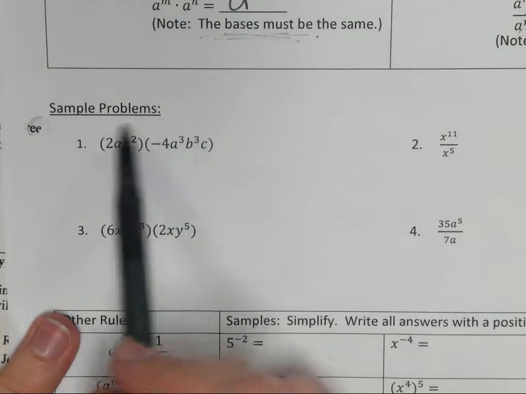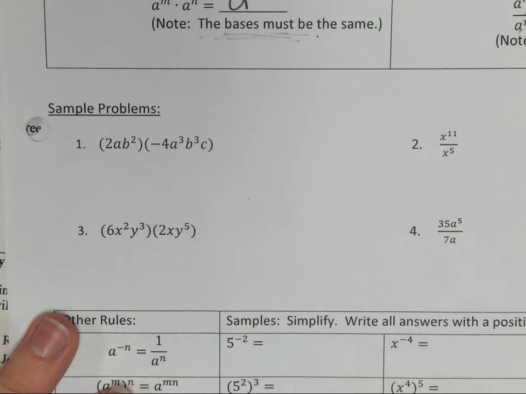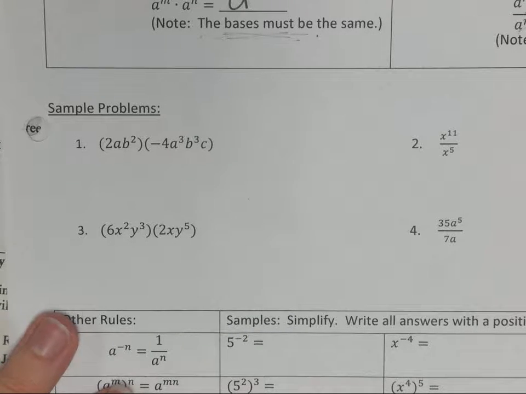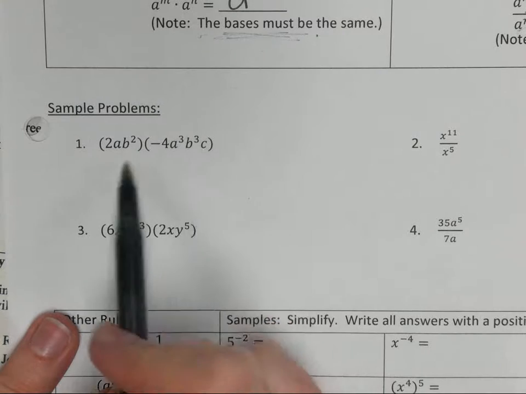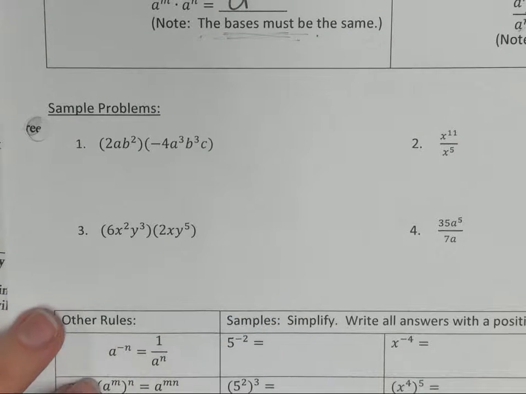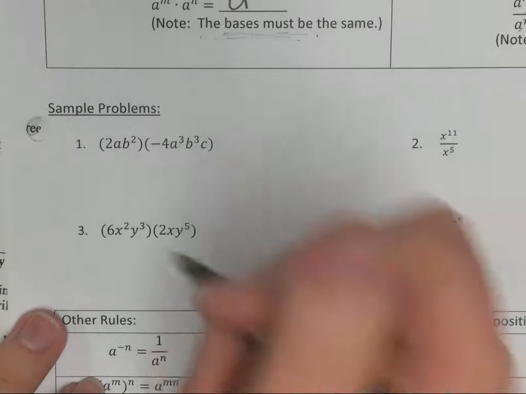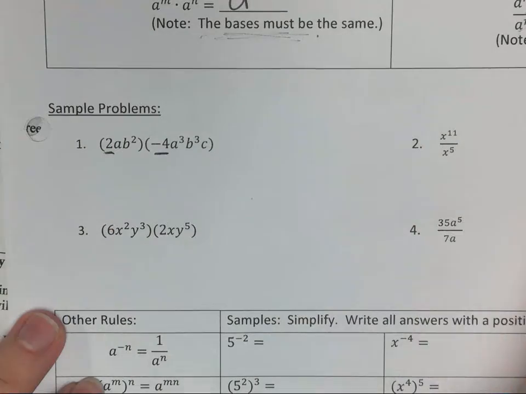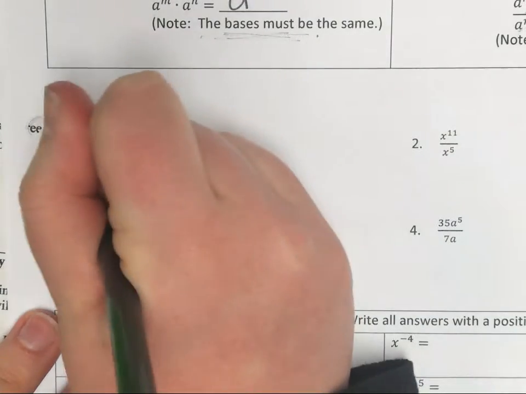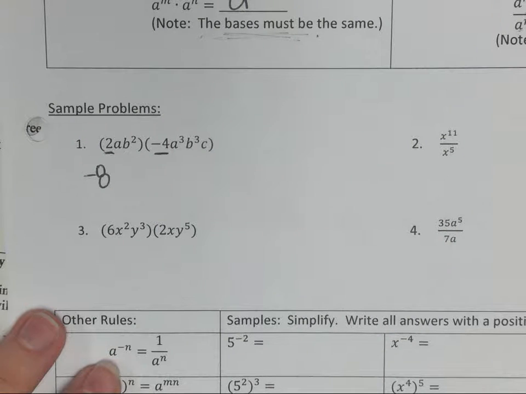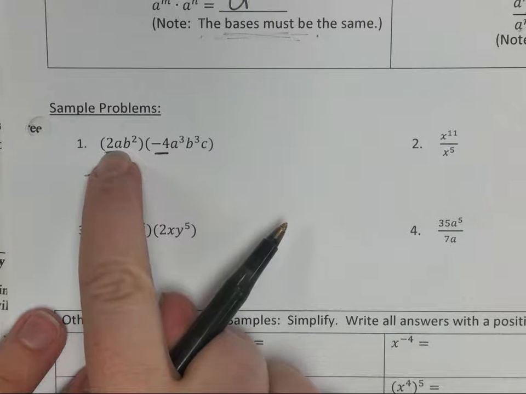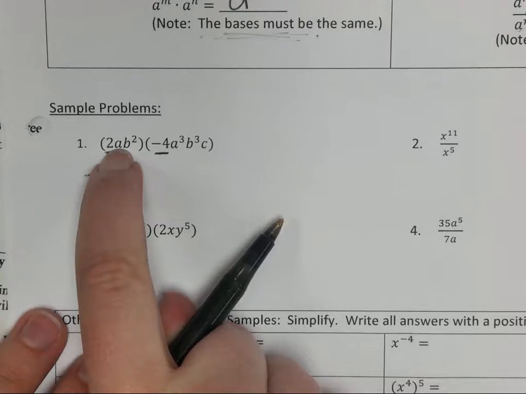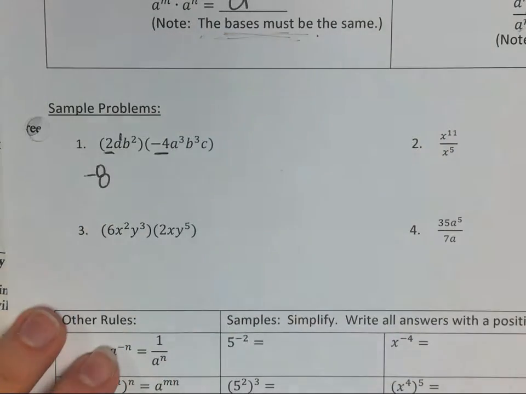So right here, what operation is happening between these two monomials? Multiplication. How do we know? Yeah, parentheses, right beside parentheses is multiplication. What do we do with our coefficients? Multiply our coefficients. What are our coefficients? Good. So 2 times negative 4 gives us negative 8. Then we have an a. This a has what as an exponent? 1. I'm going to write that down so I don't forget it.